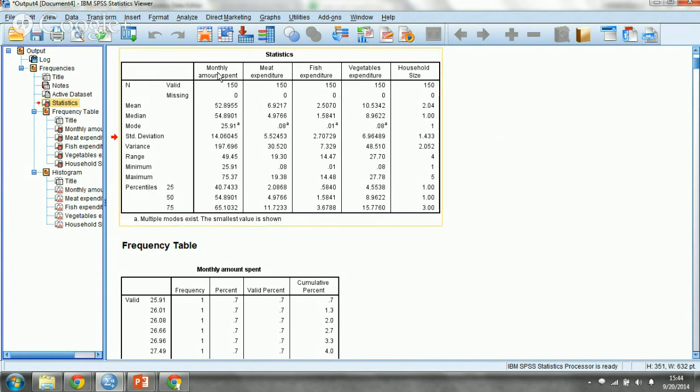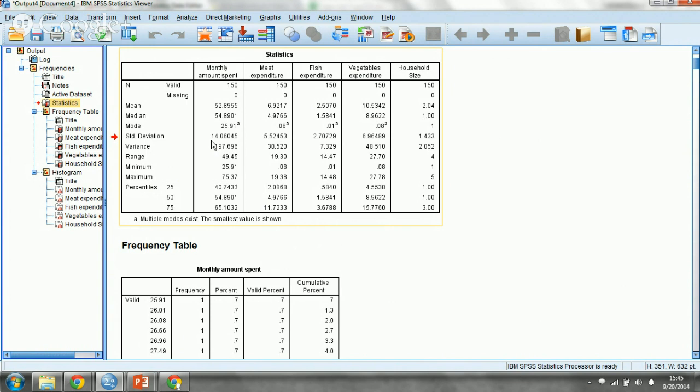And now we see here the monthly amount spent. SPSS calculated this mean as $52.89 or $52.90. The median, so the top 50% versus bottom 50%, was split at $54.89. Multiple modes existed. SPSS tells us that with this footnote and says that the mode, the most frequent response, was that people spent $25.91, with a standard deviation of plus or minus $14.06.